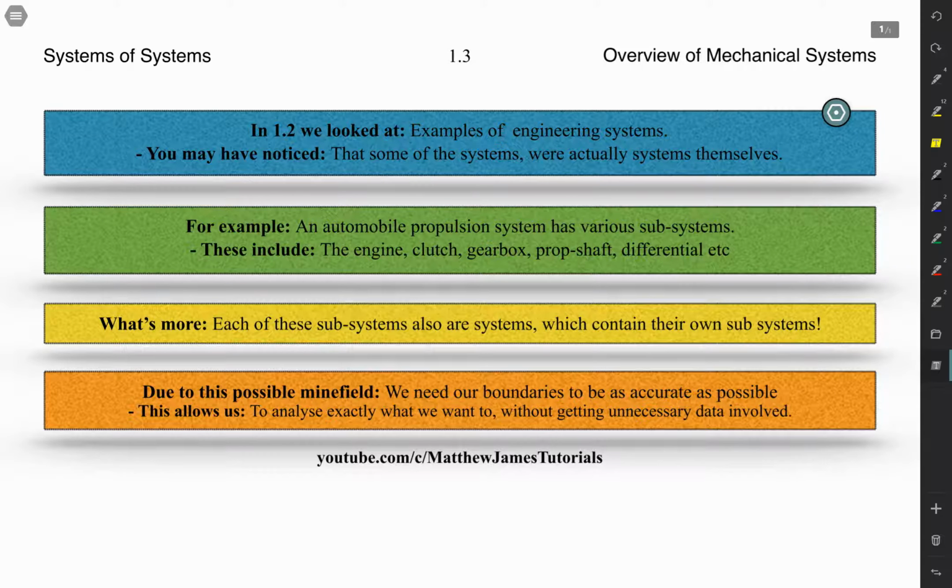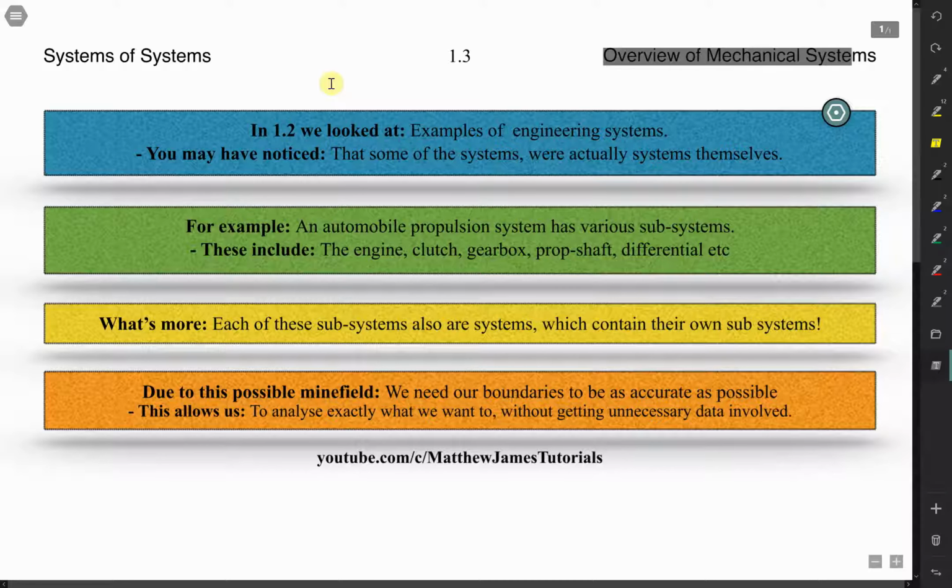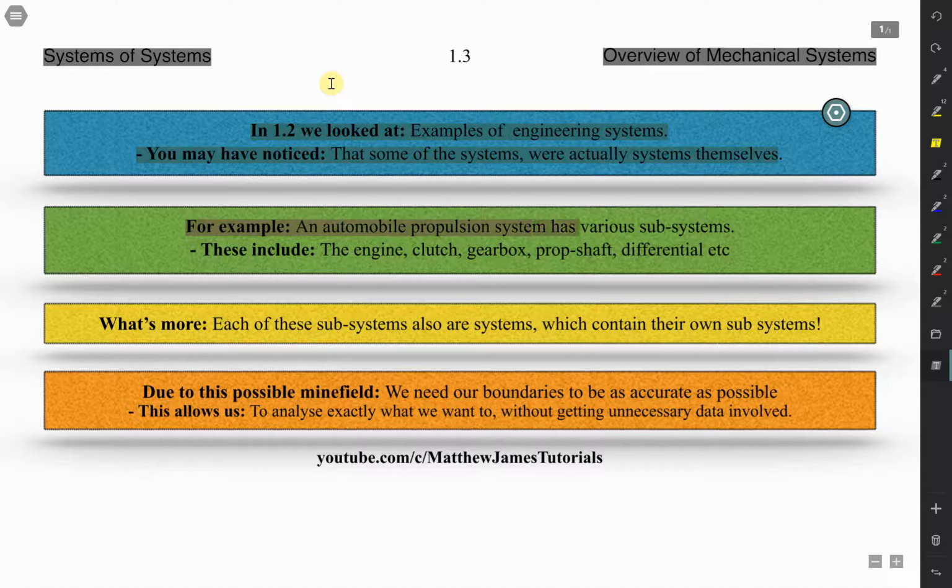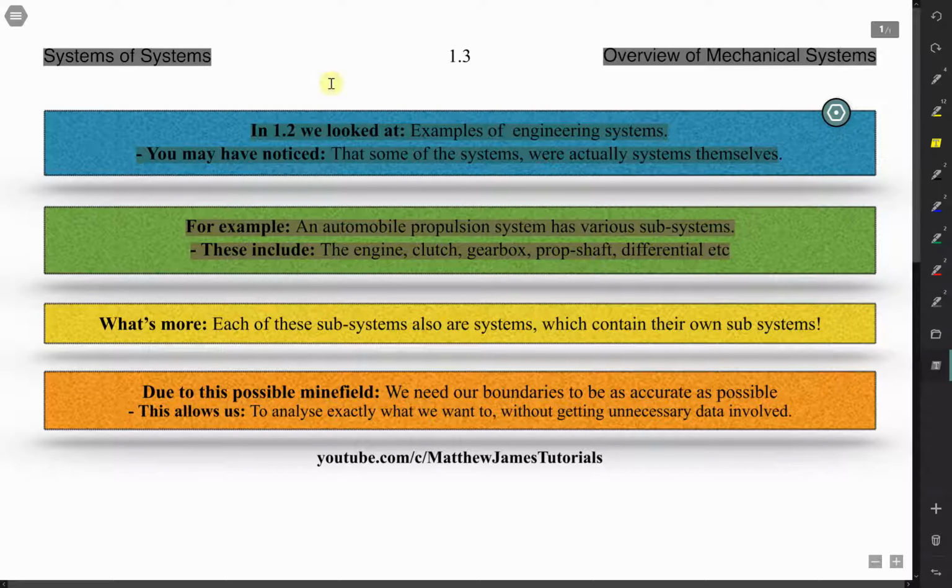This is still section 1, which is an overview of mechanical engineering systems, and the third video is going to be on systems of systems. So in 1.2, examples of engineering systems, we briefly looked at examples of engineering systems. You may have noticed that some of these systems were actually systems within themselves. So for example, for an automobile propulsion system, this has various subsystems, and these include the engine, clutch, gearbox, prop shaft, differential, and so on. What's more, each of these subsystems are also systems, which contain their own subsystems, inception.